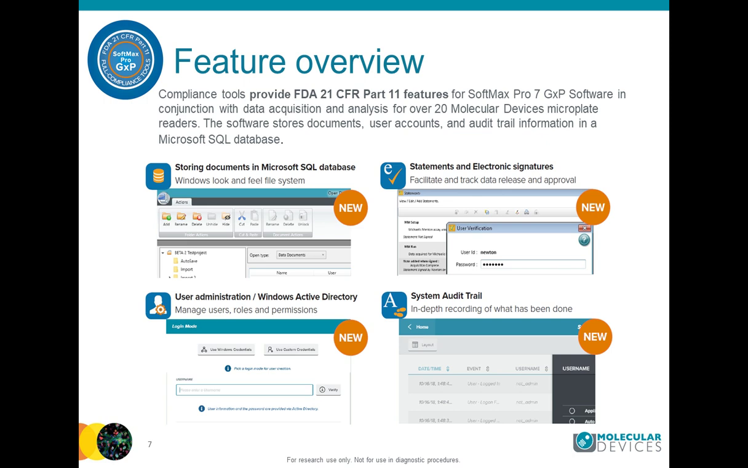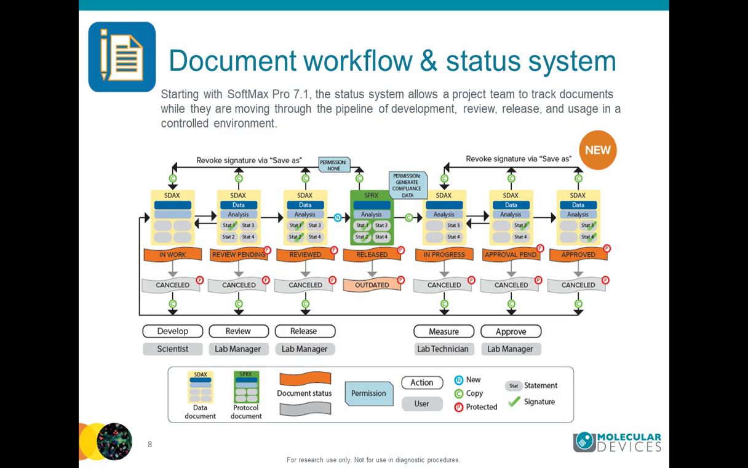Number one is the difference to SoftMax Pro standard is that we are storing documents in a SQL database. The reason for that is because it allows us to keep full control of what's happening to the file. So we basically create a closed system here. We add the capability of adding electronic signatures and statements to documents, as well as the inbuilt user administration, which you can also add to the Windows Active Directory system, and an elaborate system audit trail that records everything that is done in the software in detail.